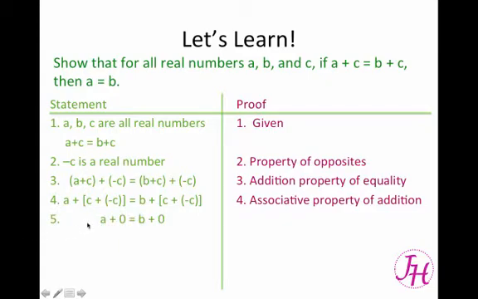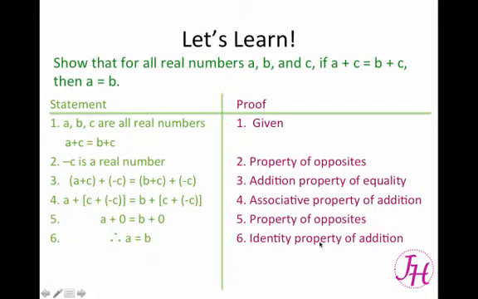Then our next step is that we can make c plus negative c equal to 0 on both sides. And the reason we can do that is the property of opposites. Anything plus its negative is 0. And then finally, these three dots mean therefore. So therefore, a equals b. And the reason we know that is the identity property of addition. Remember, the identity property is when you add 0, it becomes itself. So a plus 0 equals a, and b plus 0 equals b.